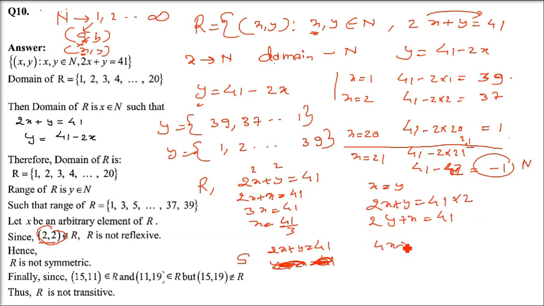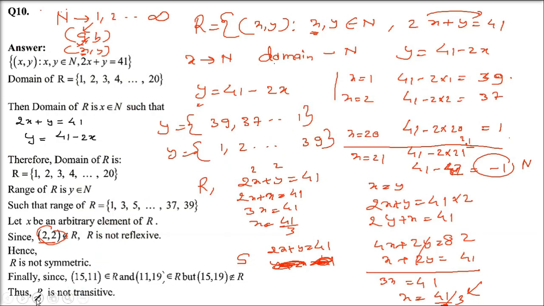Now multiplying the first equation by 2, you get 4x plus 2y equals 82, since 41 into 2 is 82. The second is x plus 2y equals 41. Now let us subtract it. 4x minus x is 3x. 2y gets cancelled. 82 minus 41 is 41. So x is 41 by 3. So this is also a contradiction. x can never be 41 by 3. It's a natural number. So it is not symmetric also.